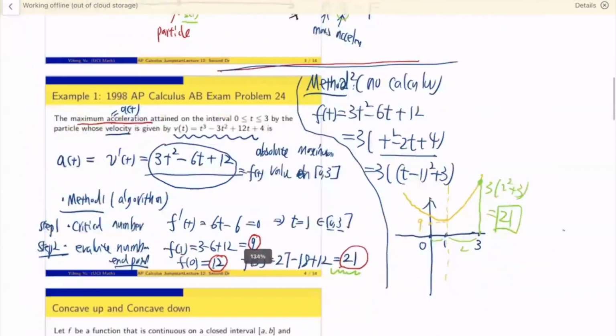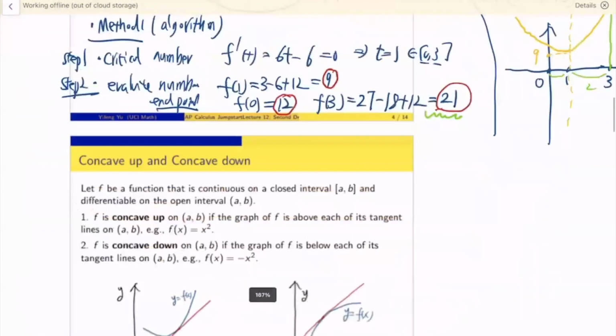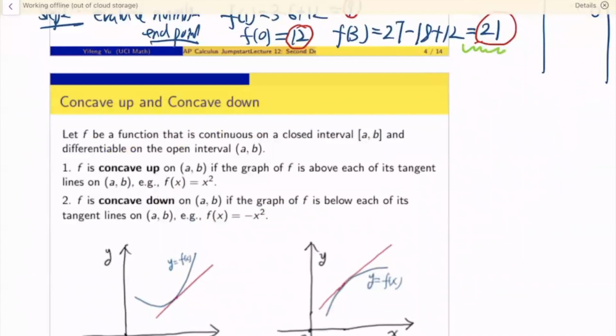All right, now let's look at an important property of functions, which is called concavity.